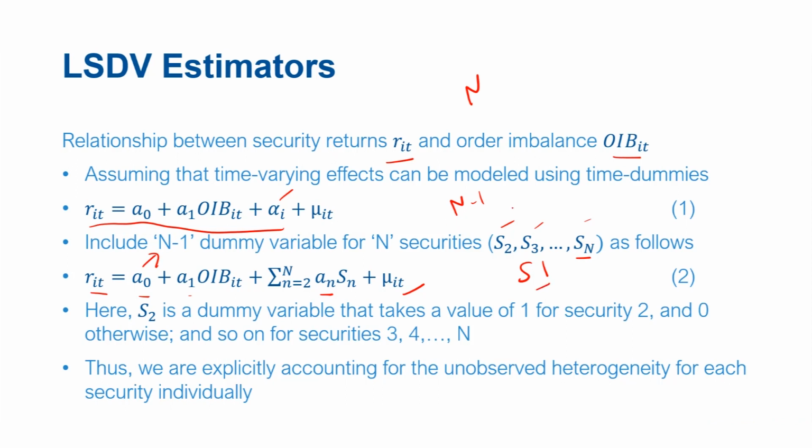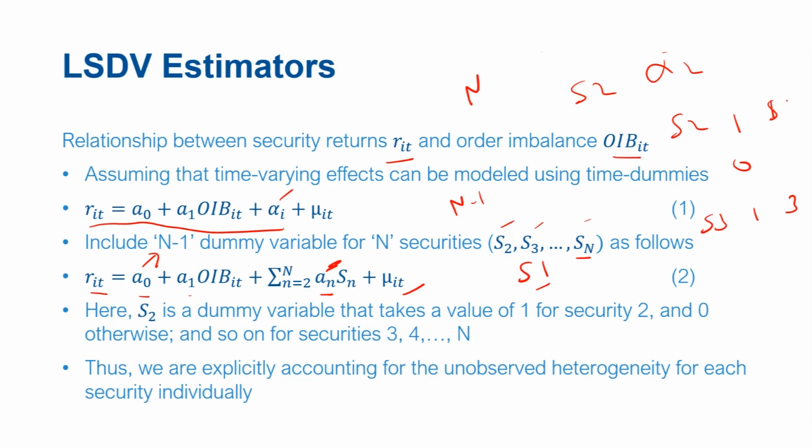Now, how to interpret these dummy variables? For example, the first dummy here is S2 and its coefficient alpha 2. So S2 is the dummy variable that will take a value of 1 for security 2 and 0 for all the other securities, and similarly S3 will take a value of 1 for security 3 and 0 for all the other securities, and so on. The coefficient corresponding to S2, which is alpha 2, reflects the impact of this particular dummy variable or unobserved heterogeneity corresponding to security 2 on returns.